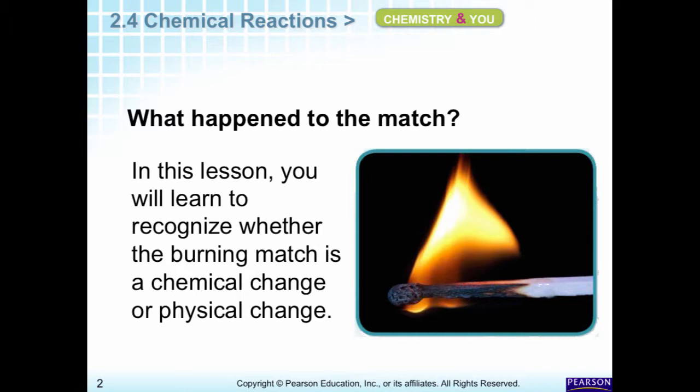All right, have you ever seen a match burn? What do you think is happening? A chemical change or a physical change? Keep that thought in mind, and we'll be back to talk about it later on.